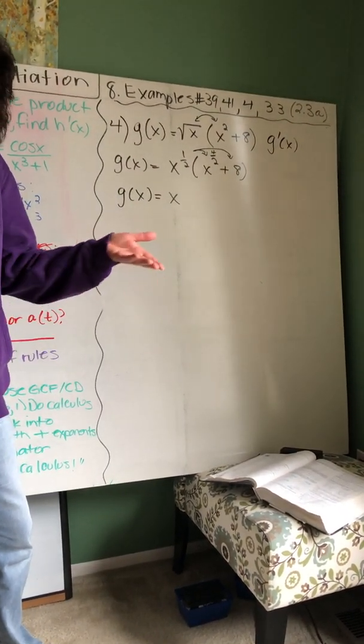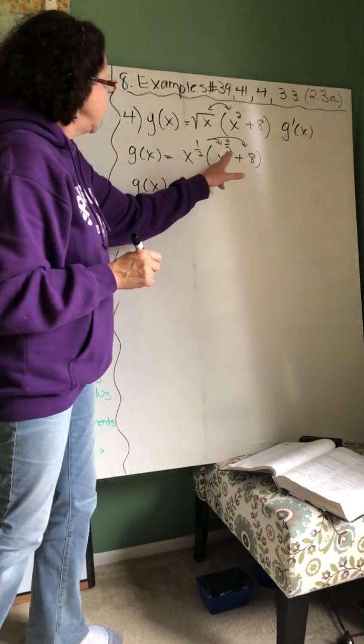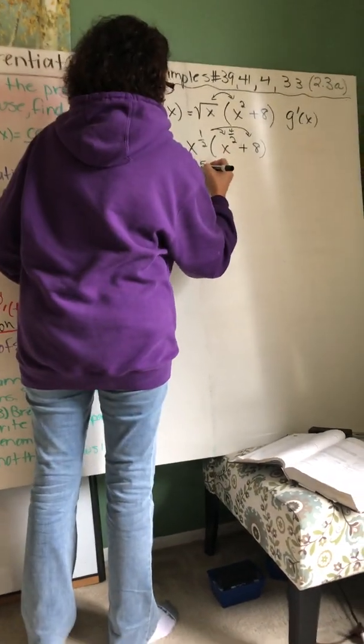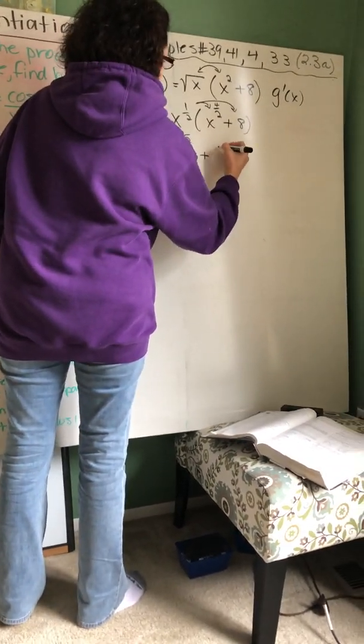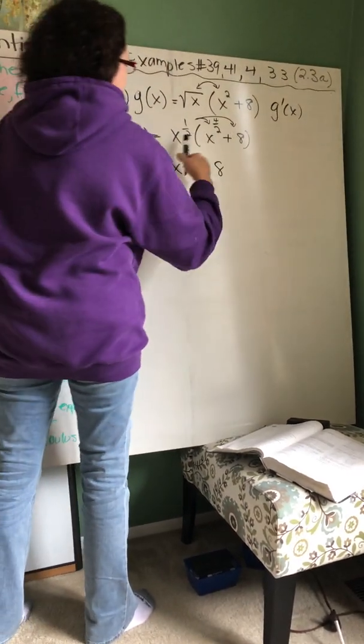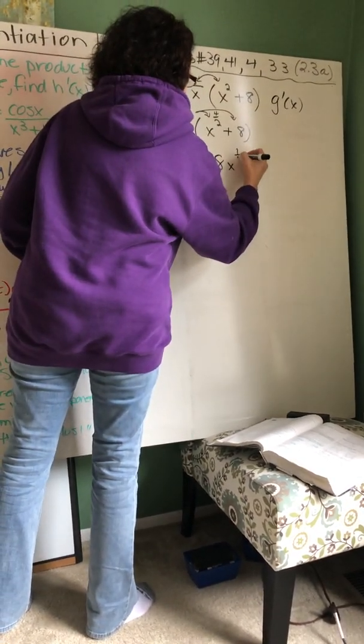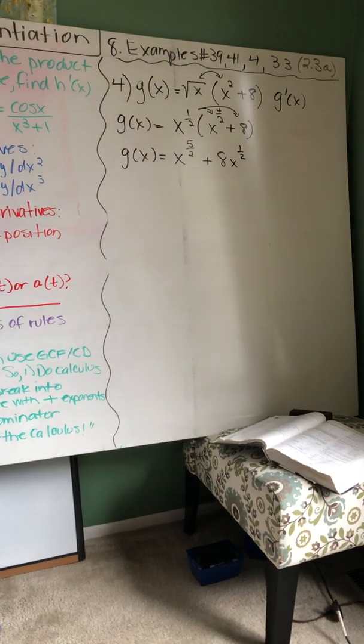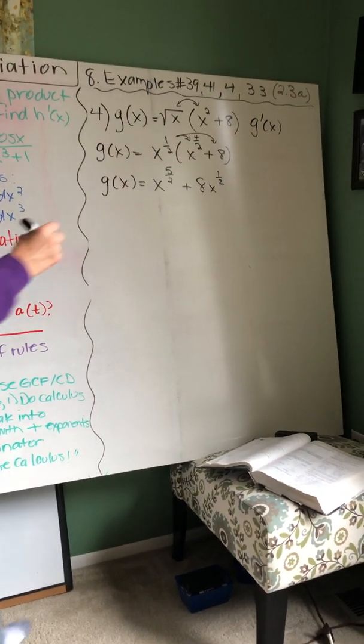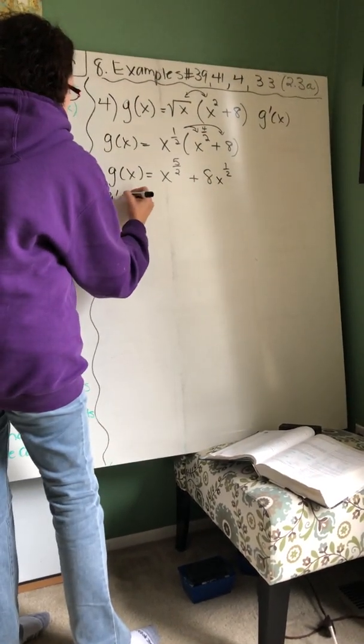4 divided by 2 is 2. And now I can add these exponents. I have x to the 5/2 plus, and when I multiply x, 8 times x to the 1/2. I'm finally going to take the derivative using the power rule.